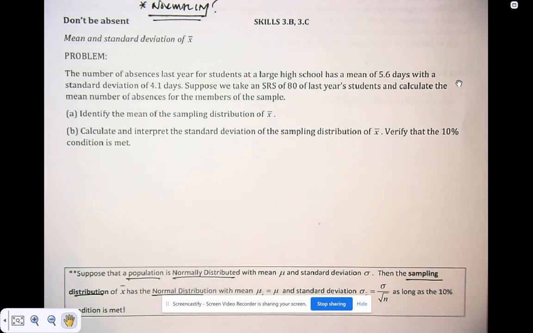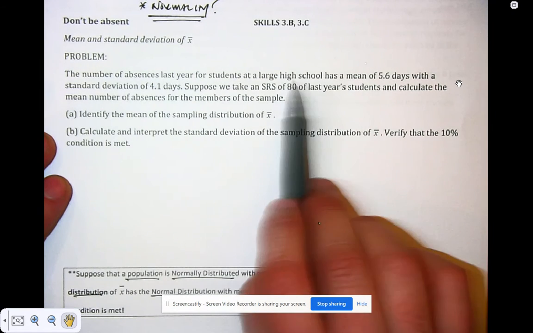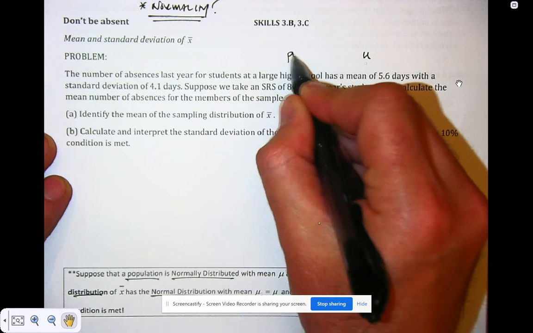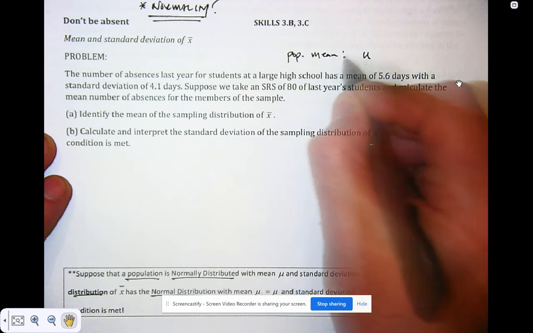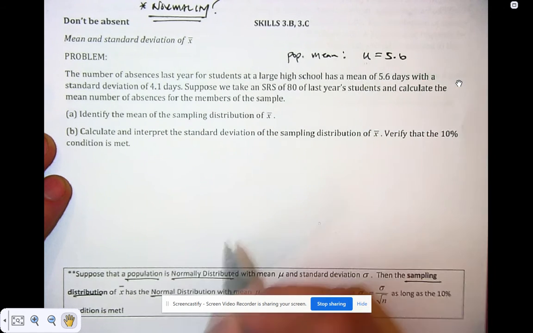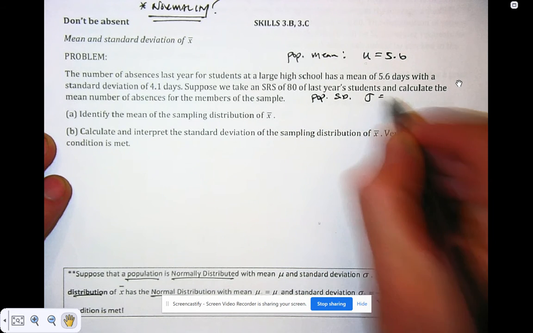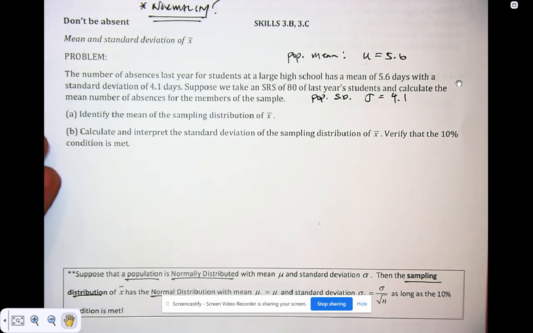So, example: the number of absences last year for students at a large high school has an average of 5.6 days and a standard deviation of 4.1. Suppose we take a simple random sample of 80 of last year's students and calculate the mean number of absences for the members of the sample. What do they give us? They tell us the actual population mean. Notation is important. It's mu, mu equals 5.6. They tell us the population standard deviation is sigma, equal to 4.1.